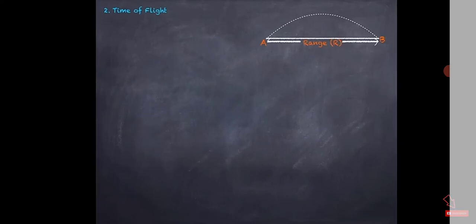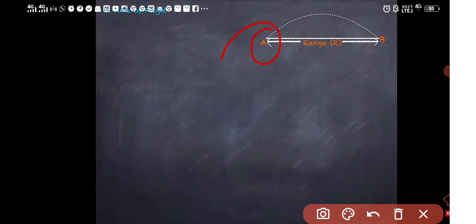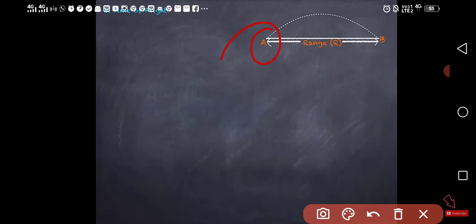Here you can see students that A is the point of projection, means where we have thrown the object, and B is the point of landing, means where it has touched the ground once again, and this point difference is known as range of the projectile. So we will calculate range as well, but our first target is to calculate the time of flight.